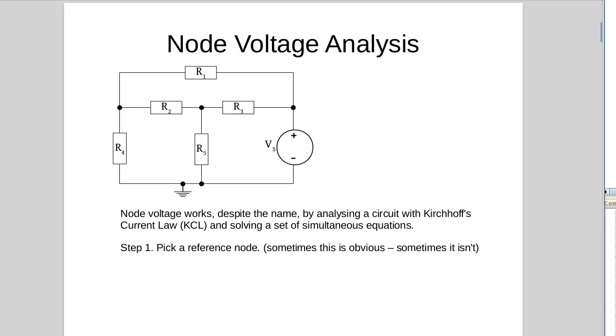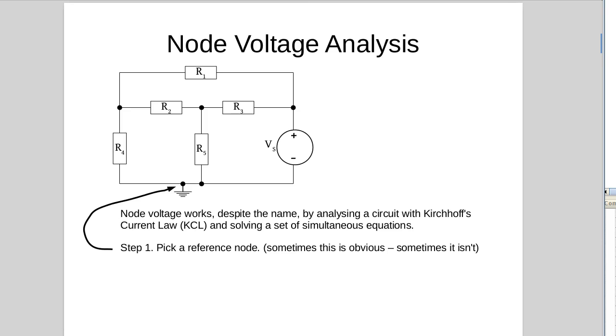Our first step is we pick a reference node. Now in this circuit, the reference node is obviously the ground. Now by nodes we're referring to junctions, and there are only 4 junctions in this circuit. Here's a junction, here's a junction, here's a junction, and here is a junction. And we're going to select the bottom junction as our reference node.